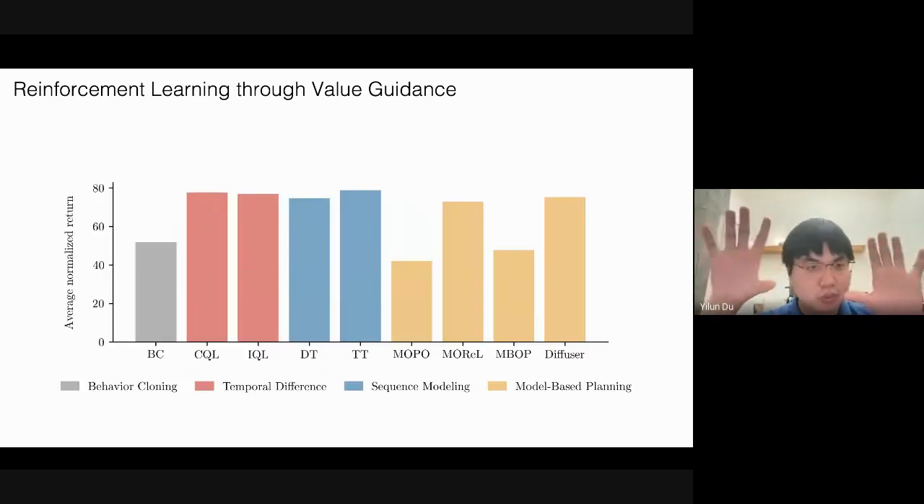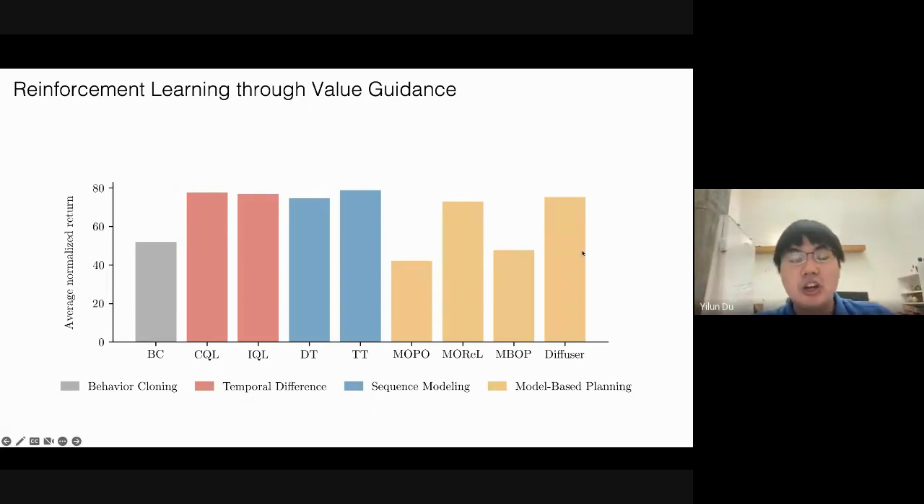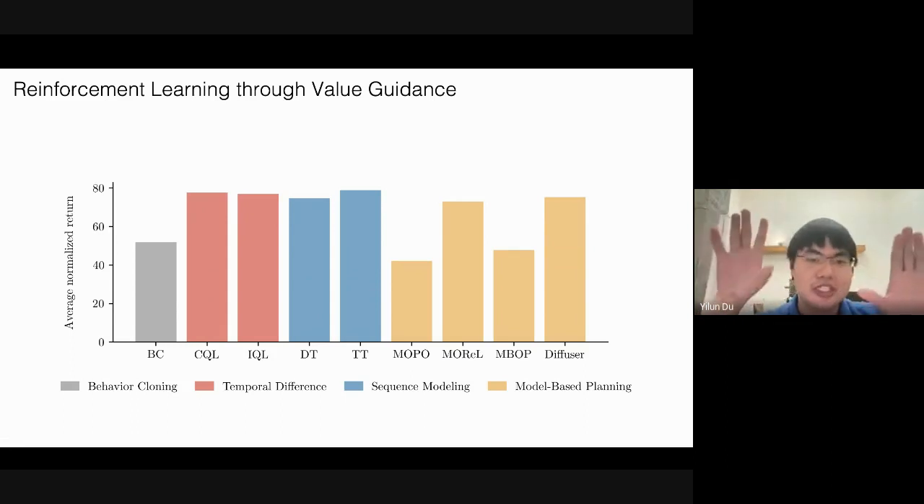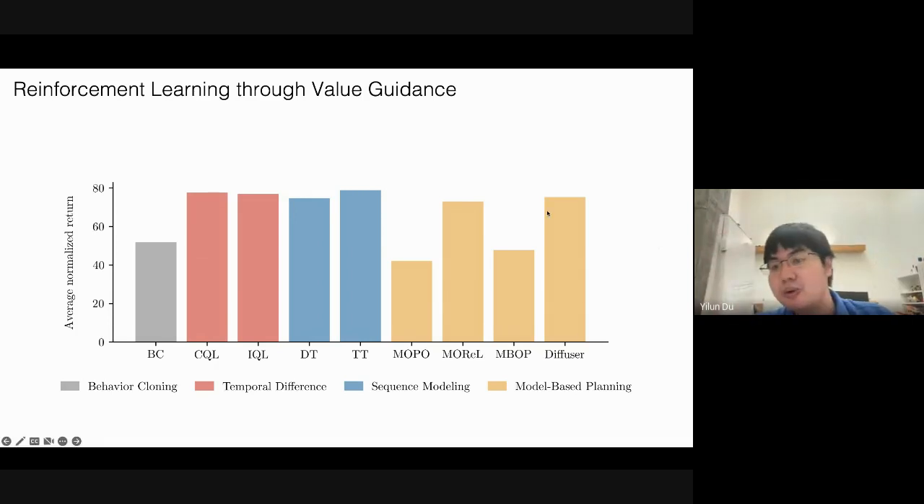But anyways, how does this perform? By simply adding two energy functions together, one for the trajectory and one for a value function, or not even a value function, just the sum of the rewards at each state, you can see that this approach works quite a bit better than most model-based approaches, while also performing very comparably to some of the best offline reinforcement learning approaches.